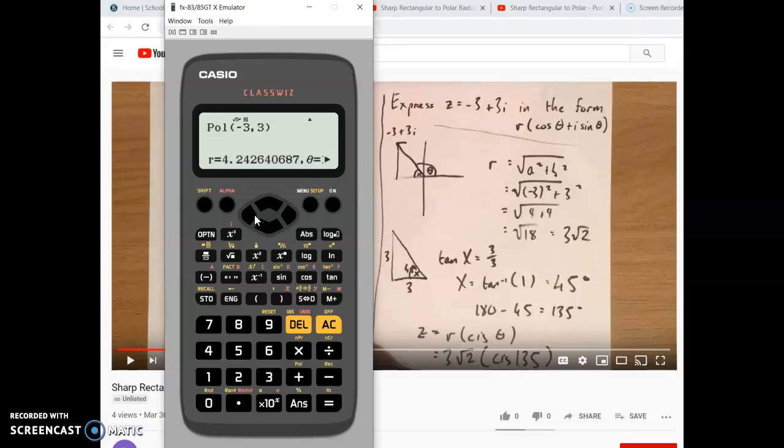So the 4.24 is correct. That is 3 root 2, but we don't want to write it as 4.243. We want to write it as a surd, not as a decimal. Whenever you write something as a decimal like that, you are rounding off. You are losing a little bit of precision. So we want to write it in surd form. You could just write down 4.242640687, then square it, and then square root it, and that will get you to 3 root 2, forcing it to be in surd form.